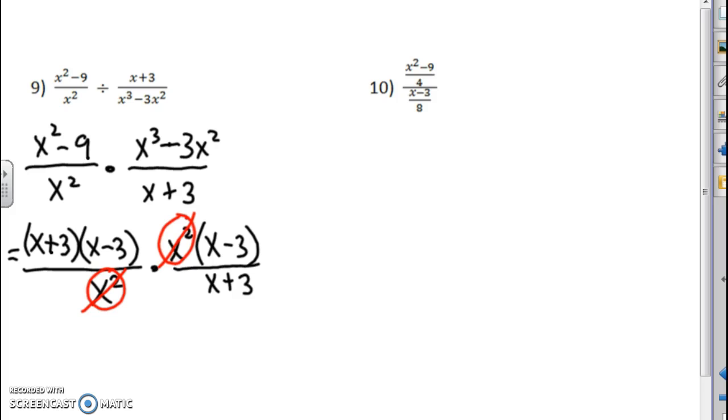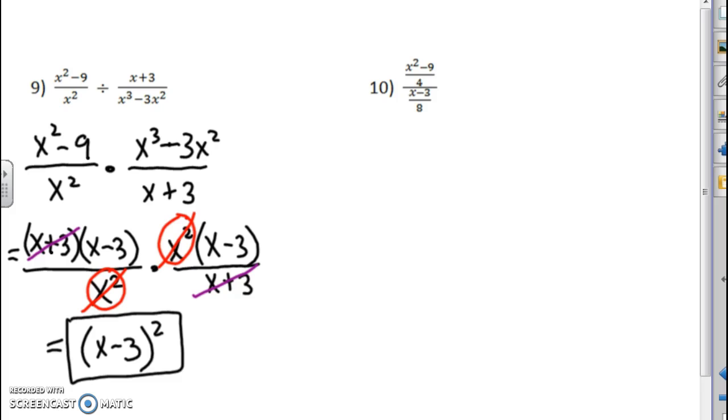Likewise, we have an x plus 3 on top and an x plus 3 on the bottom, and you have an x minus 3. Oh, I can't do that because those x minus 3s are both in the numerator. So when we go to simplify, since both of those x minus 3s are in the numerator, we would put them together and write it as x minus 3 squared. If you wanted to write it as x minus 3 times x minus 3, you can.